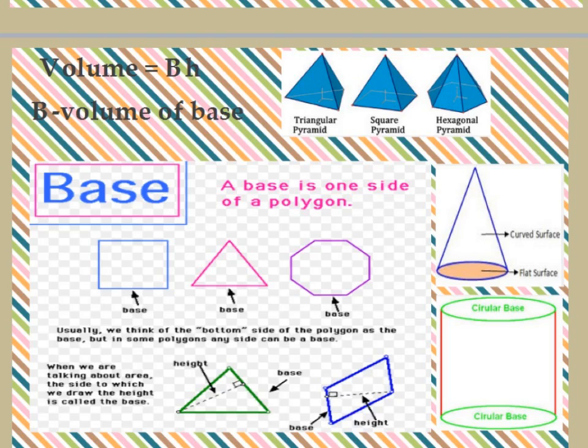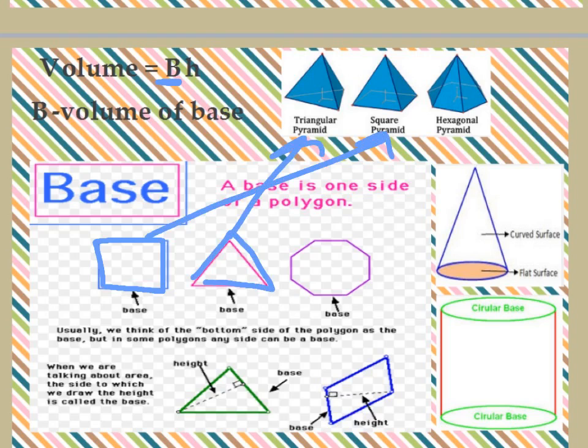Alright, so the volume of any 3D object is always going to be big B, which stands for find the area of the base and then multiply it by the height. Alright, so this is a base for, say, a square pyramid. This can be the base for a triangular pyramid, which is right there. This is a square pyramid right there. And then this could be the base for a hexagonal pyramid.